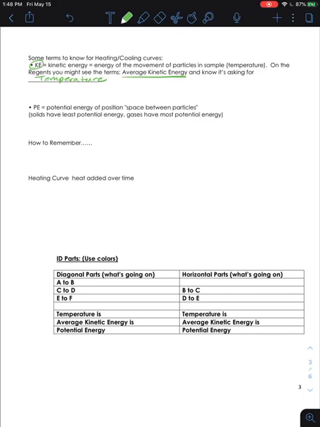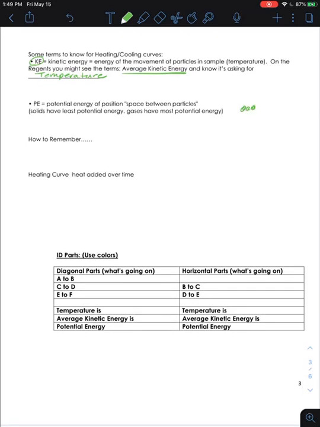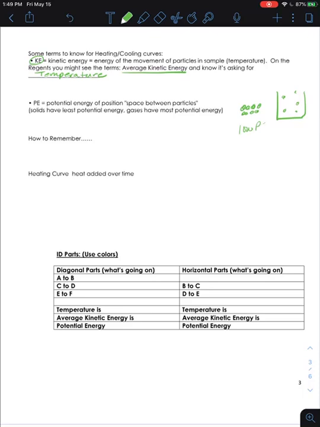And if you were to look at a gas, okay, just kind of take a look. This is what a solid representation would look like. And this would be what a gas looks like. You can see the space difference. So if it's close together, we're going to say low potential energy. And this one is going to be high. That's an H, potential energy. So why is this important?